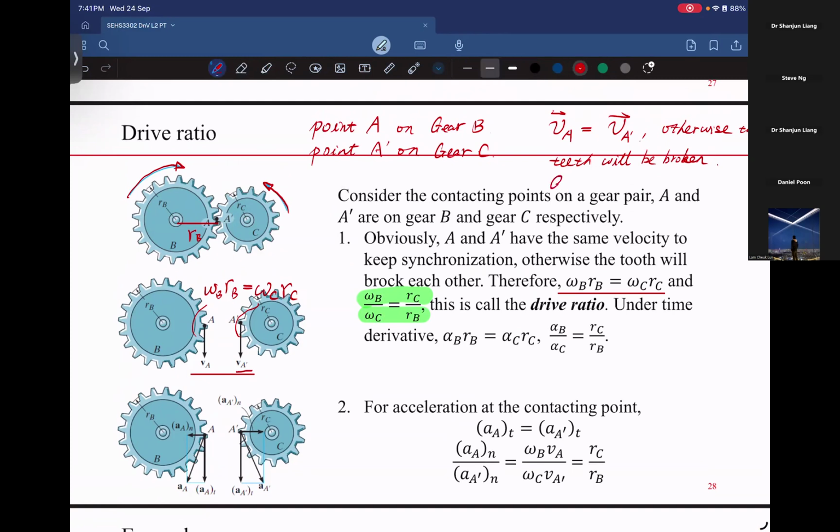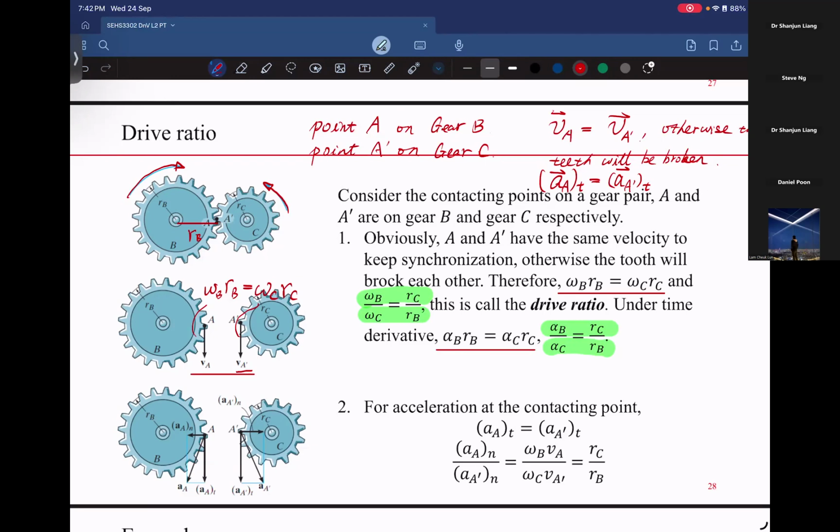the acceleration of A in tangential, because it moves up and down, is equal to the acceleration of A prime in tangential, right? Which means alpha B RB is alpha C RC. Therefore, we highlight in green, alpha B and alpha C have the same ratio as omega B and omega C. Okay.